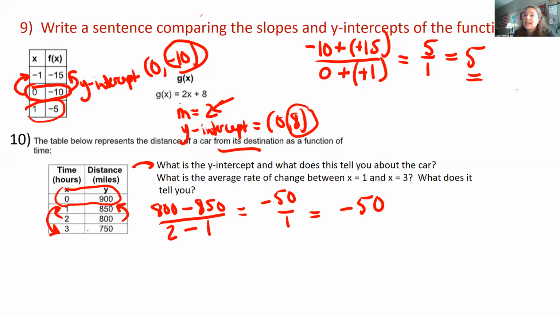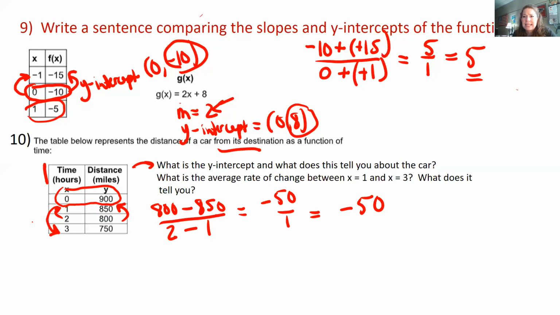And if we did the next group, it would be the same thing. 750 minus 800 is negative 50 over 1. So it says, what is the rate of change and what does it tell you? It tells us how fast we're traveling, right? So it tells me that we are traveling 50 miles per hour.